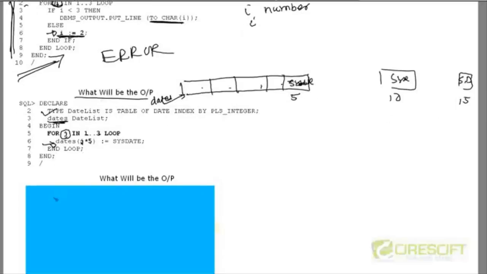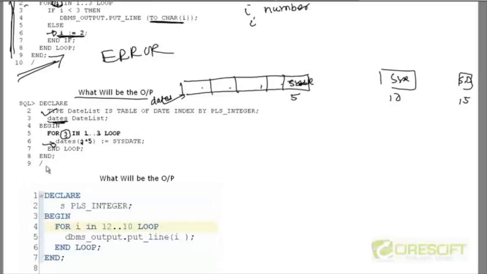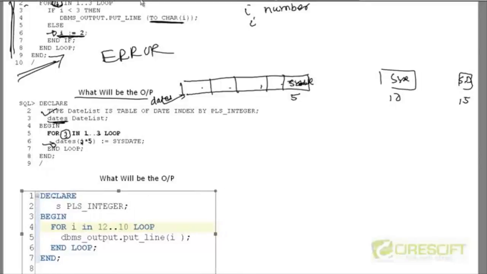So let's try to do one more thing. What is the output of this program unit? In this program unit, this is a for loop, and inside the for loop I'm going to start from 12. So obviously the lower bound is 12 and the upper bound is 10. In this case, the lower bound is already more than the upper bound. So therefore, this for loop is not going to run, the condition has already passed.